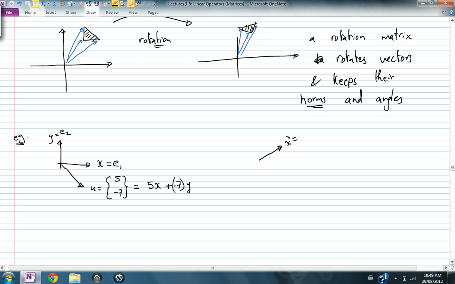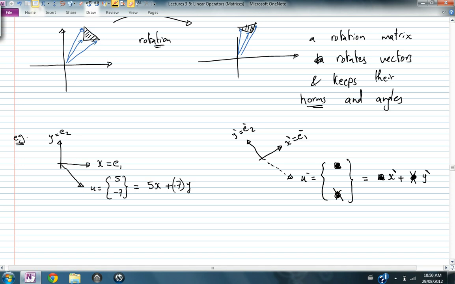And let's say somebody else would like to describe the same vector in this coordinate system: x prime is equal to e prime 1, y prime is equal to e prime 2. Now the same vector, u prime, now has two new components. They are not 5 and negative 7 anymore. So let's say these are the two new components, this component multiplied by x prime plus this component, whatever that number is, multiplied by y prime.